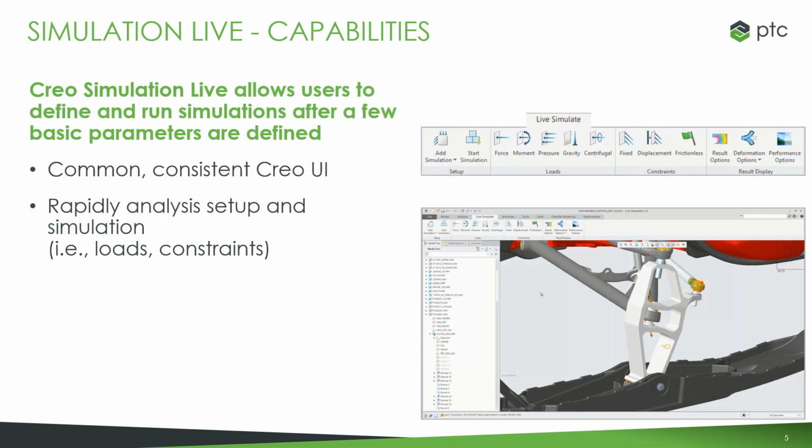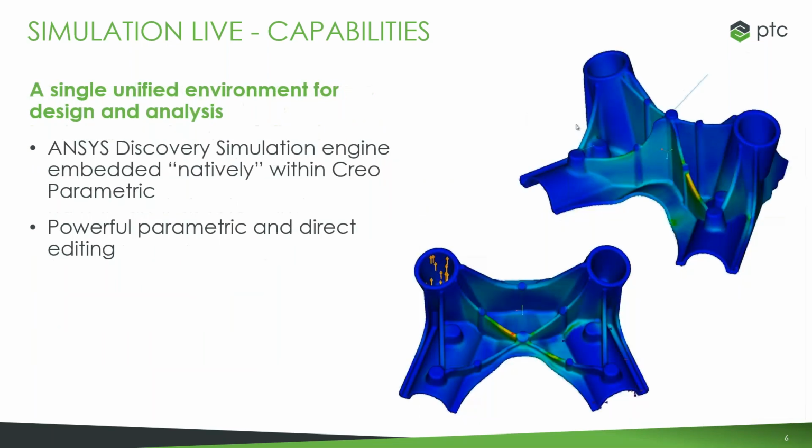With that, we're really designing the extension with the designer in mind, not the analyst. We have a very consistent Creo user interface, and it's easy to set up whatever loads and constraints. It's actually very similar to what we use with our Creo Simulate model. So with that, ANSYS Discovery Live simulation is actually embedded natively within Creo Parametric. So we can still use all the parametric and direct modeling capabilities while also seeing the model simulation right on top of that.